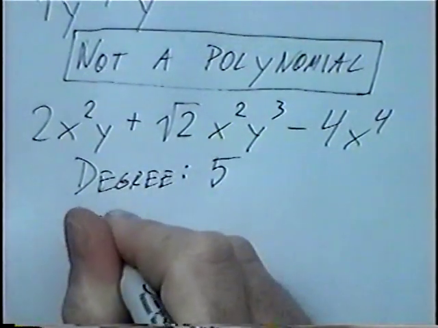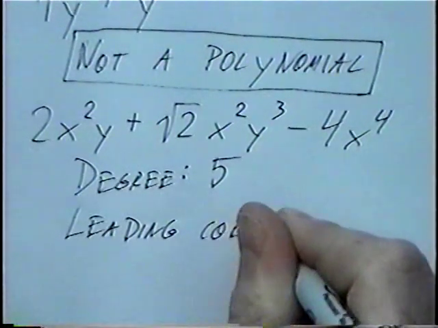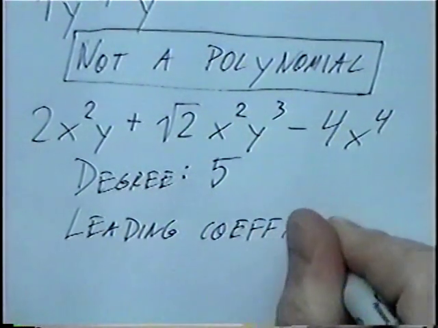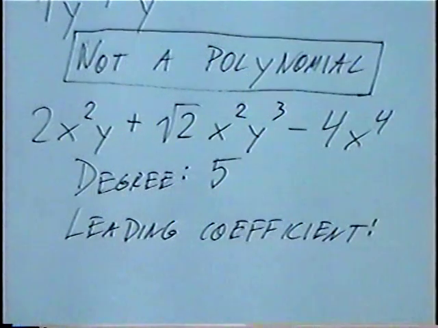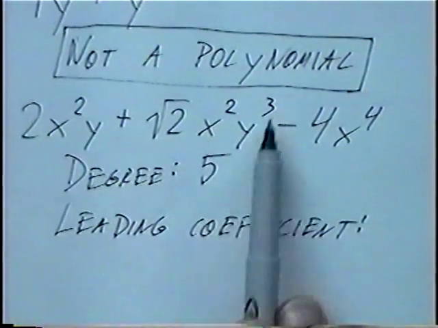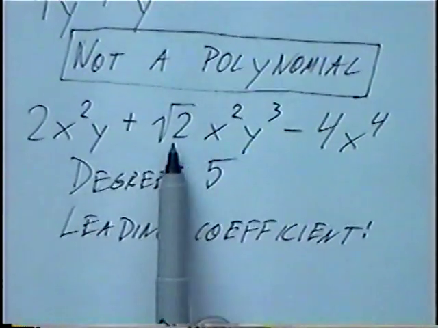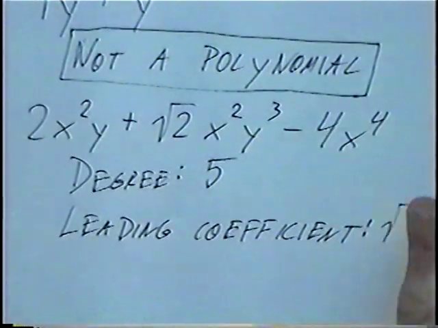And the leading coefficient, again, the number in front of the term with the degree. X squared y cubed was the degree 5. The coefficient, or number in front, is square root of 2.